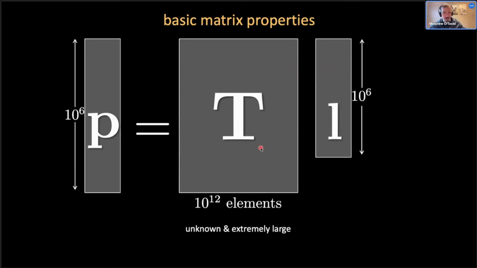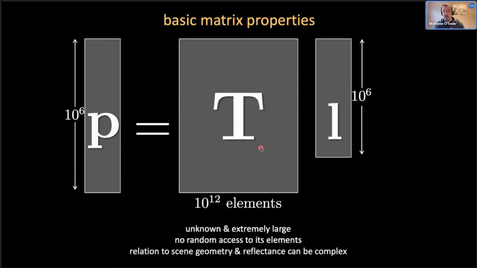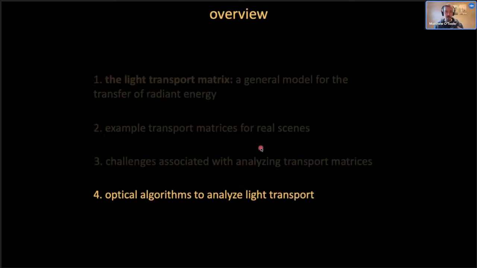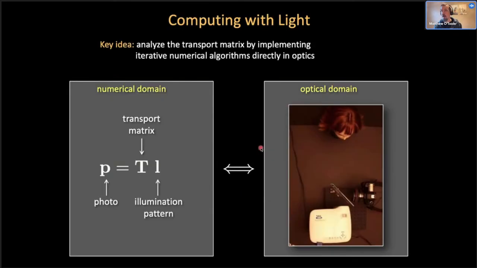So these matrices are unknown, very general, and extremely large. We don't have access to random elements of this matrix. We can only measure linear combinations of their columns. And their relation to the scene geometry and reflectance can be very complex. So in order to make use of these matrices, one way to think about it is to use algorithms that build off of the image formation model that we use to capture these matrices. So here's an example.